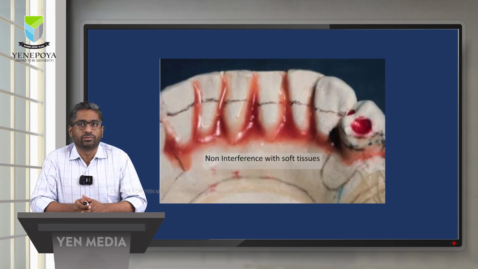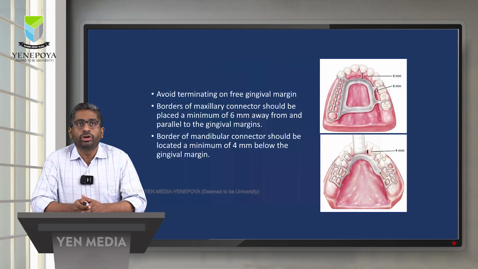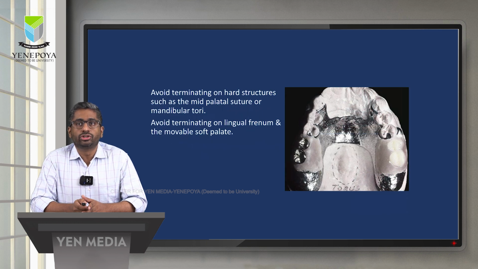It should not interfere with the soft tissues. This is a picture that you see over here where we have done block out in between all the teeth. Hence, the major connector should not get into the embrasure surfaces and impinge the soft tissues. Avoid terminating on free gingival margins. The borders of the maxillary connector should be placed minimum 6 mm away from and parallel to the gingival margins, whereas the borders of the mandibular connectors should be located at least 2 mm below the gingival margin. You should avoid terminating it on hard structures such as the mid-palatal suture or the mandibular tori, and avoid terminating on the lingual frenum and the movable soft palate.